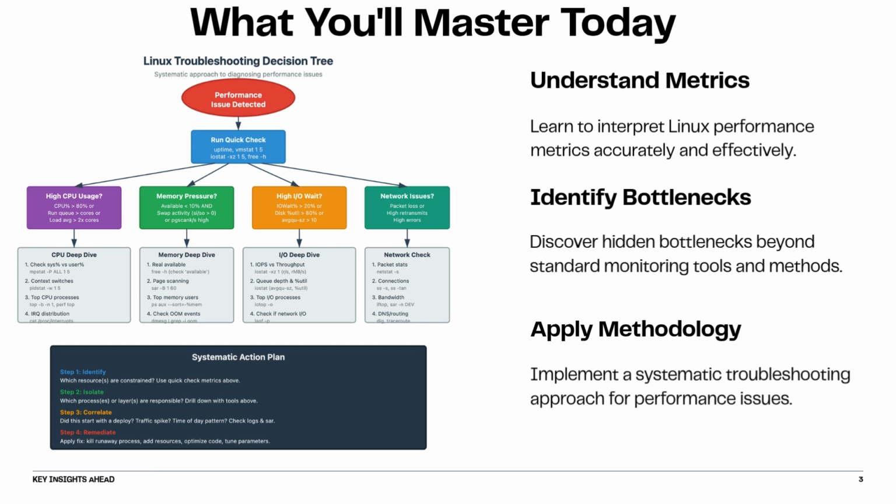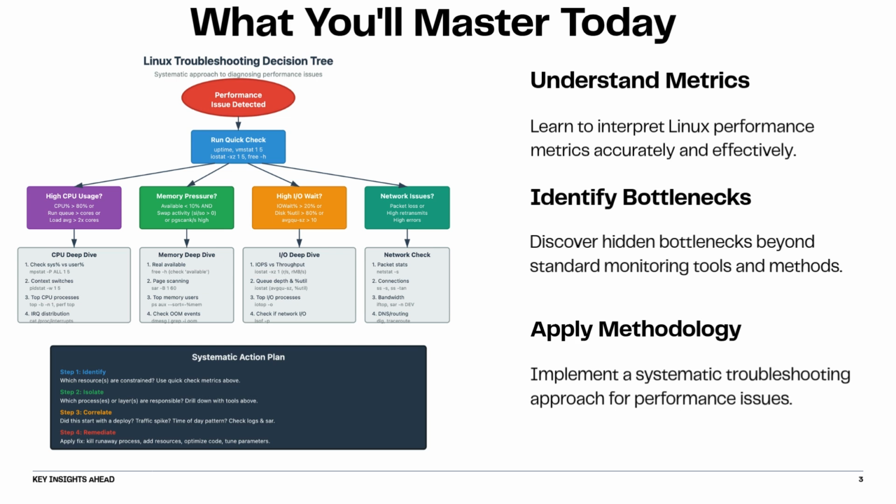Part 1. CPU Troubleshooting. Let's start with the resource everyone thinks they understand, but actually don't. CPU. We're going far beyond just running top and looking at percentages. We're going to understand the hidden metrics that destroy performance.